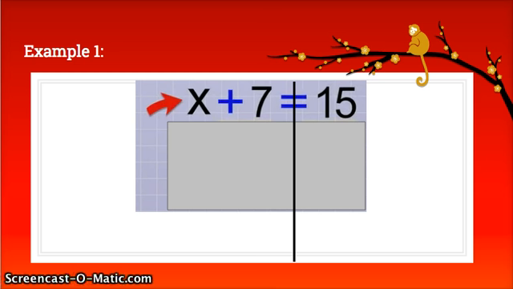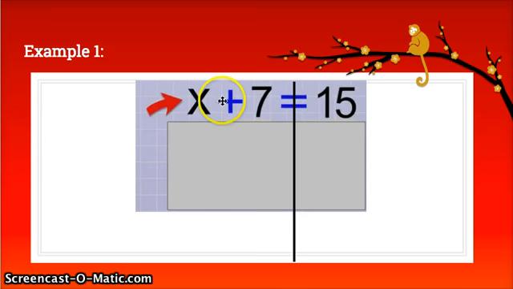So let's look at an example. Example 1, x plus 7 equals 15. Now we could do this in our head. If I think about what number plus 7 equals 15, I know that number is 8. But let's use our two concepts of inverse and balance to solve this. First, draw a line down where the equal sign is to show your sides. Remember, the equal sign separates the left side and the right side. So draw the line all the way down.